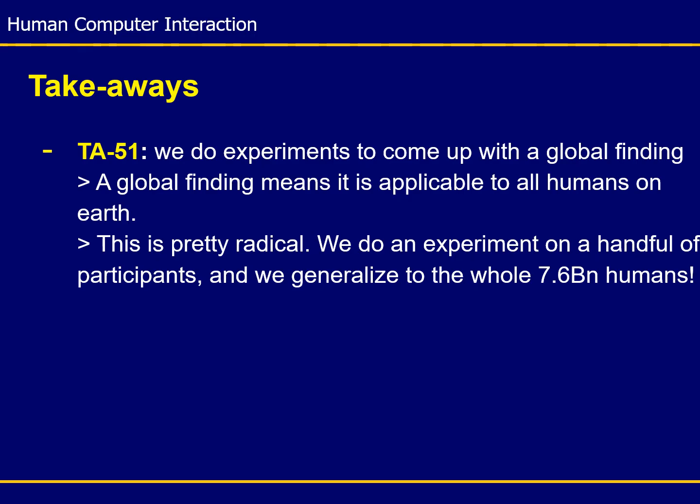That the findings of experiments, if an experiment is done properly, will generalize to the whole human population. So you do it on 200 people, and then you claim it for the rest of the world. Okay? And without that, experiments would be quite useless, because if I do an experiment on 200 people and my results are only applicable to those 200 people, then there's no use for experiments in the first place.